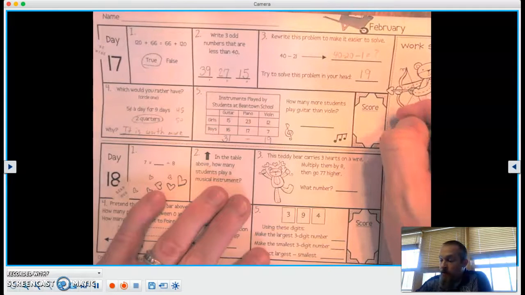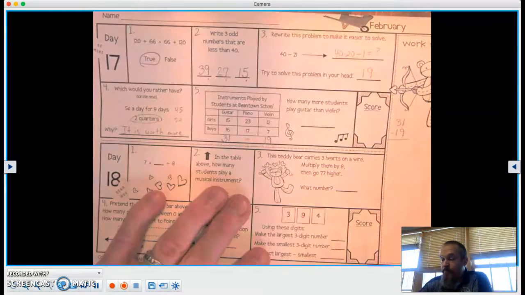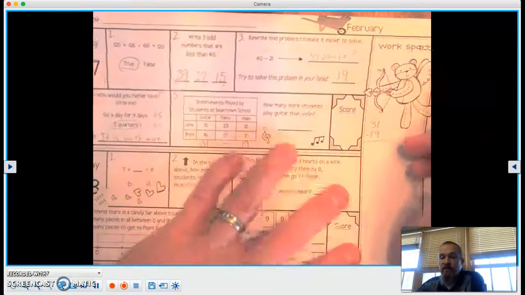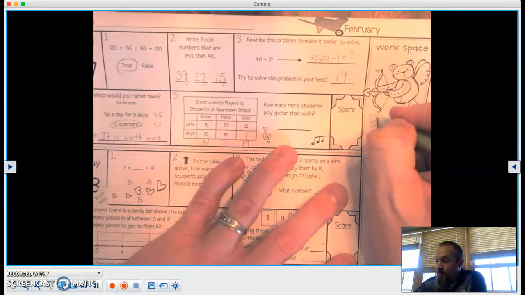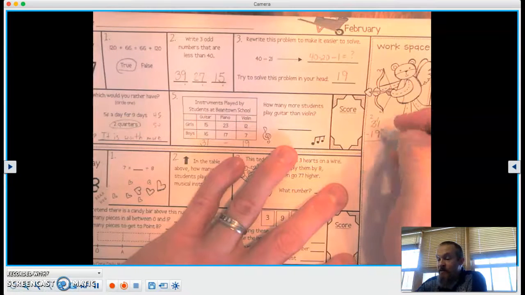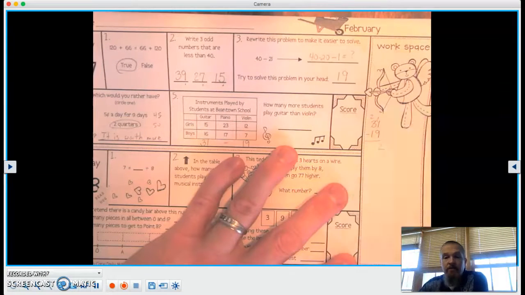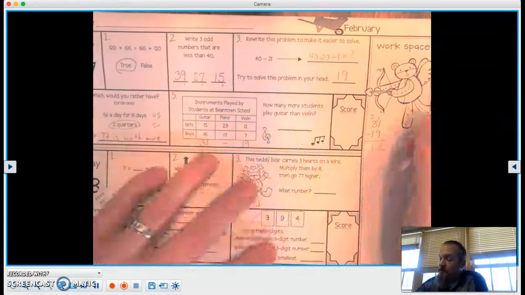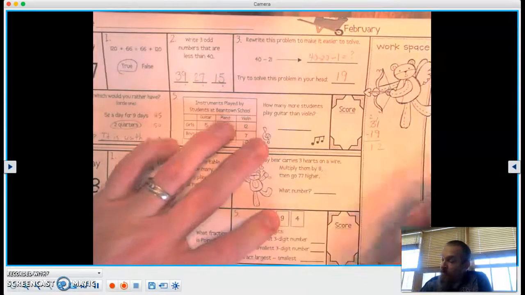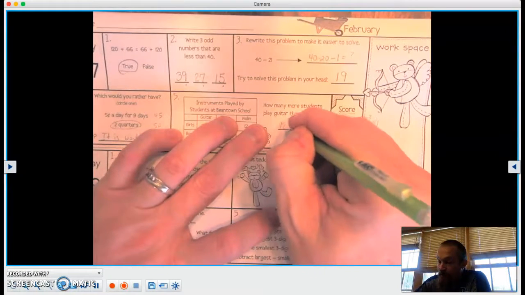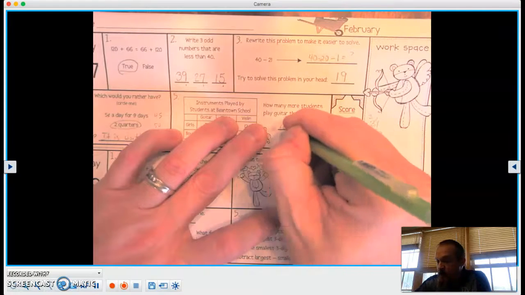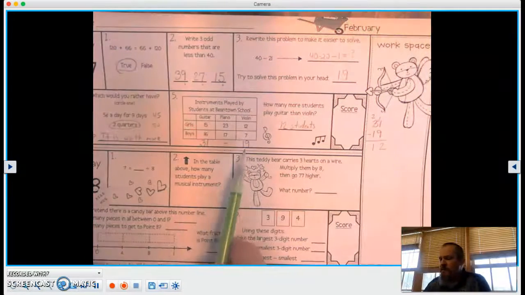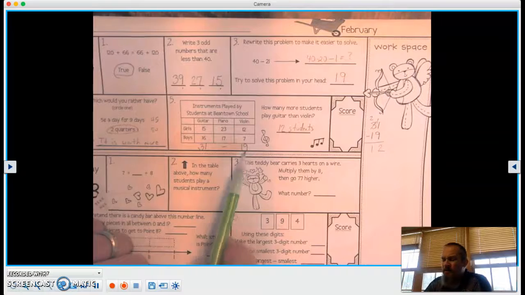Now, to figure out how many more students, we are going to subtract 19 from 31. So we can go 31 minus 19. Now, to do that, we have more on the floor, borrow from next door. 11 minus 9 is 2. And 2 minus 1 is 1. So how many more students play guitar than violin? 12 students. Very good.